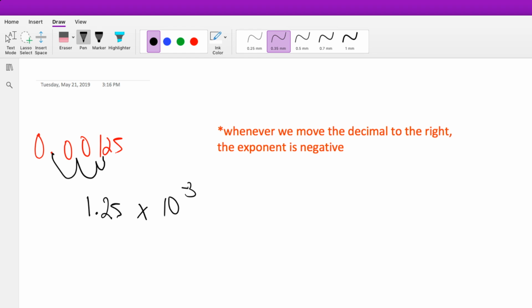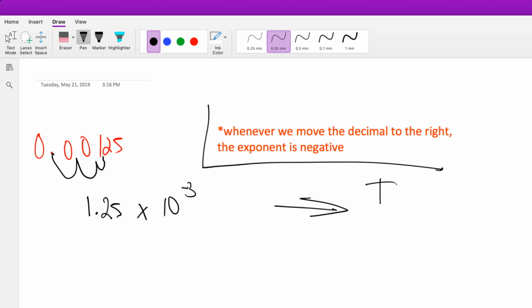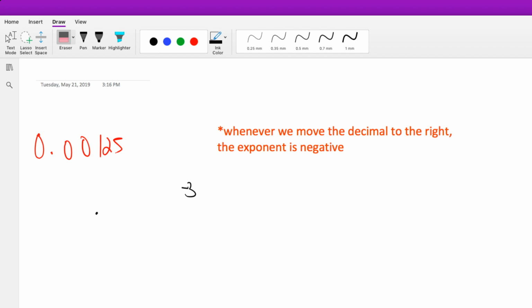Right here it says, whenever we move the decimal to the right, the exponent becomes negative. I know we've always learned that whenever numbers go this way, they get bigger, which is positive. Whenever they go this way, they get smaller, which is negative. But for scientific notation, we are going to pretend like that never existed. So let's just do this one more time until it becomes second nature.